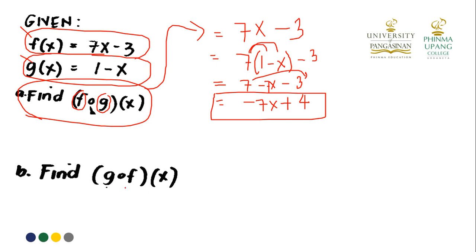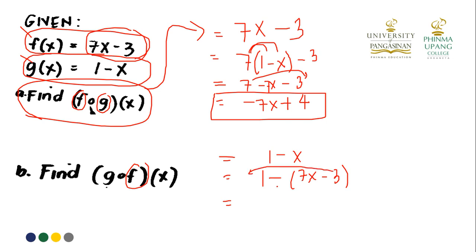Okay, and letter B naman, kung napansin ninyo, g ang unang binanggit. So, lagay natin is 1 minus x. Okay? At ang sumunod na binanggit is f. So, ibig sabihin, lahat ng makikita mo sa x is gagawin mong 7x minus 3. So, 1 minus 7x minus 3. Ngayon, adding like terms naman, yung negative 3, i-combine mo sa 1. So, ang matitira dito is, ano?